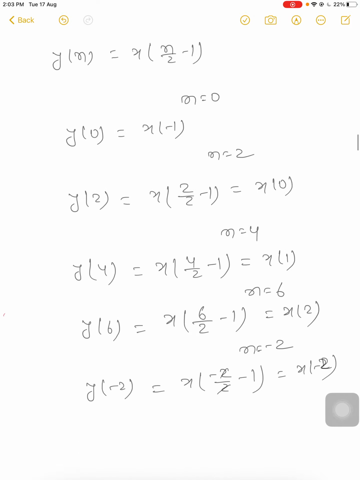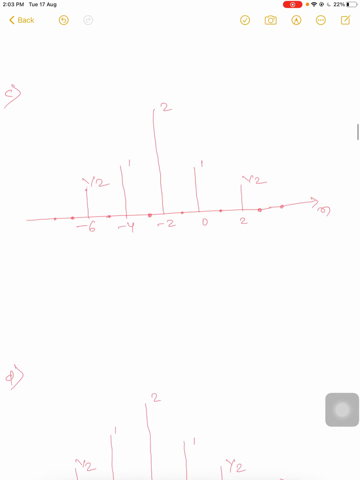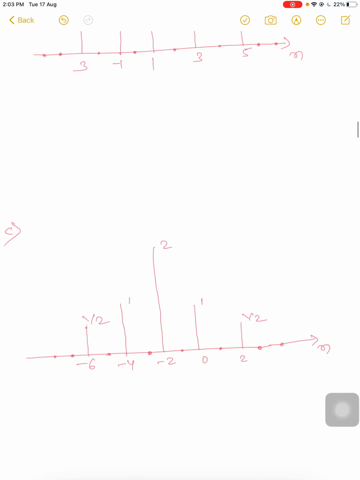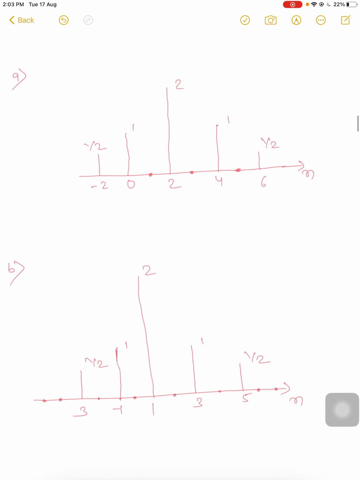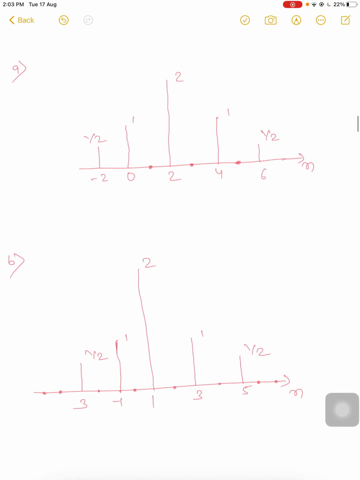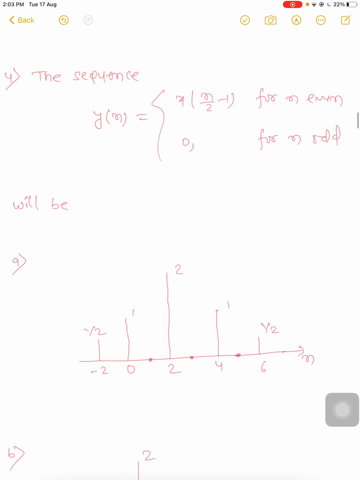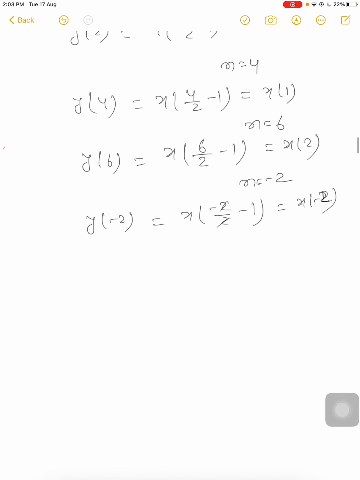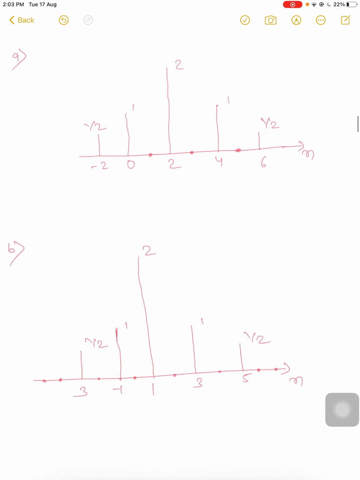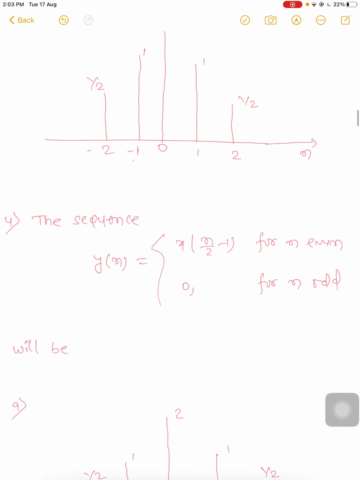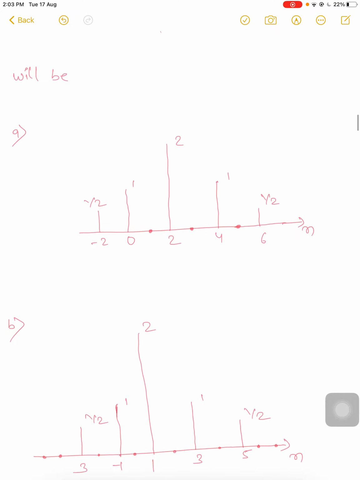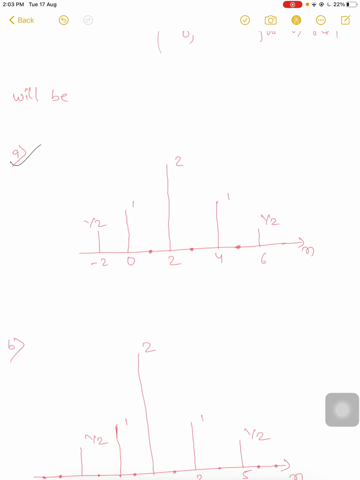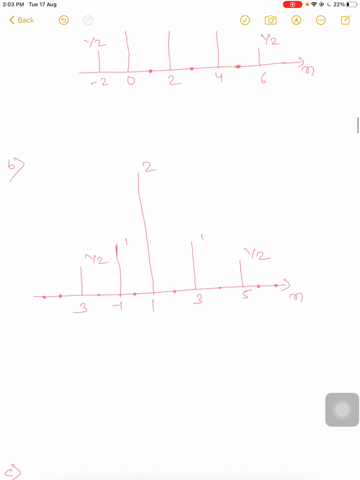So your option will start from -2. Check it, where is the -2? Yes, option A starts from -2, and no other option starts from -2. So -2, 0, 2, 4, 6 is here, and compare it. y of -2 is nothing but x of -2, and y0 is nothing but x of -1, and whatever the x1. So the same answer, A will be the right answer.